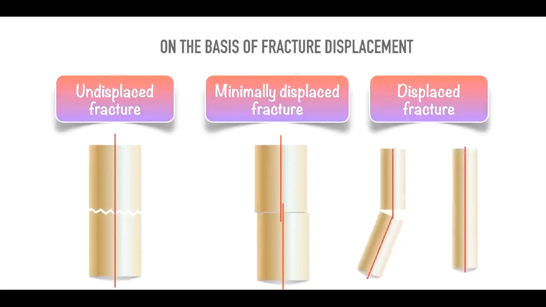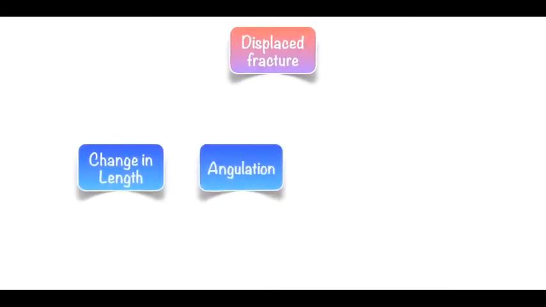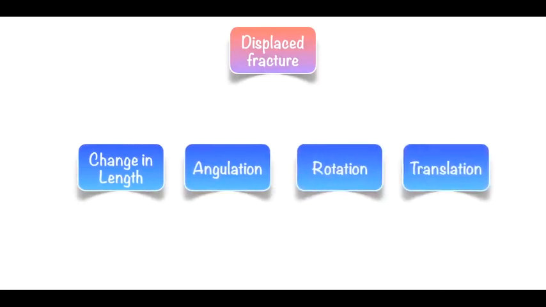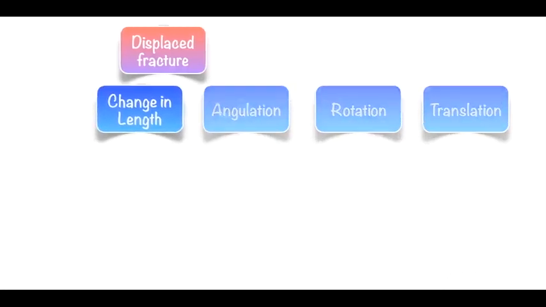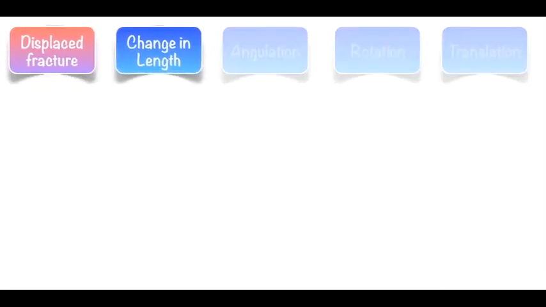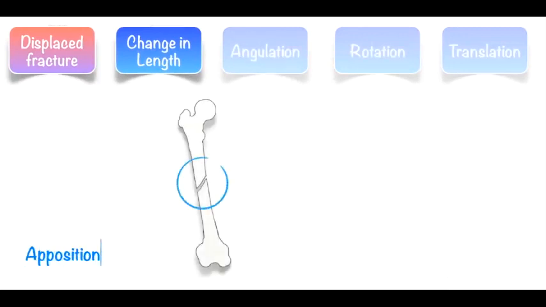Fracture displacement is described in the following: change in length, change in angulation, rotation, and translation. We are going to look at how displaced fractures can cause the following. A, a change in length: a position in amount of end-to-end contact of the fracture fragments.